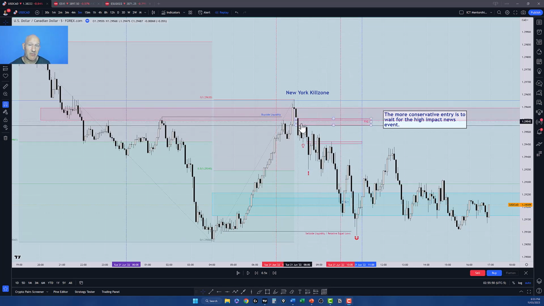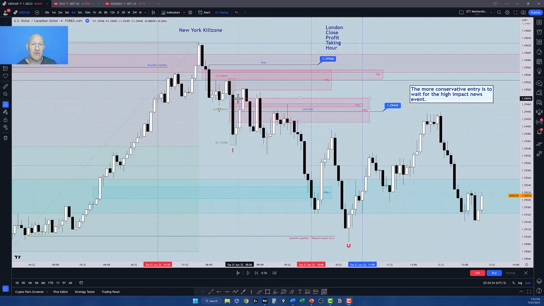But just remember, if you do take a position before that high impact news event comes out, that is a riskier proposition, and the chance of you being stopped out, even though you may have been correct, because you just get volatility around these news events, is obviously much higher. And that's why it's just a more conservative approach to wait for that news event to come out and then take the setup that forms afterwards.